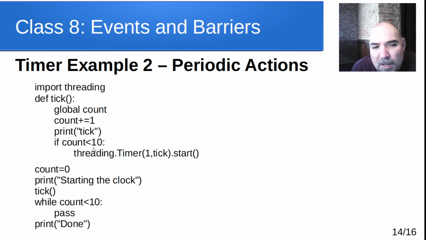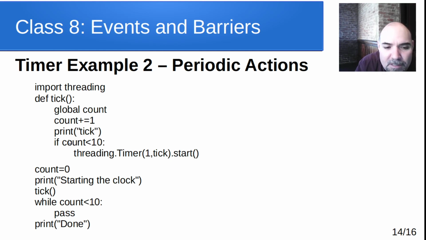Now, there are other ways to have periodic events like this. We could set up a thread that has an infinite loop inside of it, and it does a sleep. So if you want something to happen every 10 seconds, you could say time.sleep(10), do your thing, and do that in a loop. So it does its thing, sleeps for 10 seconds, does its thing, sleeps for 10 seconds, and just repeats that. But this actually uses a timer to do it.